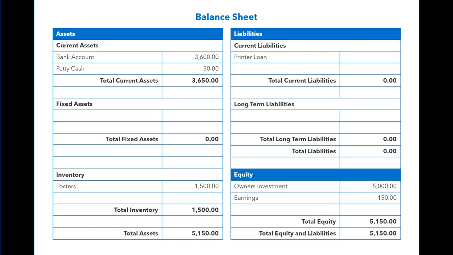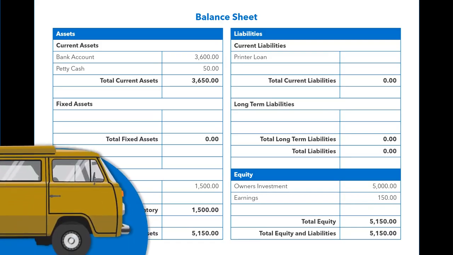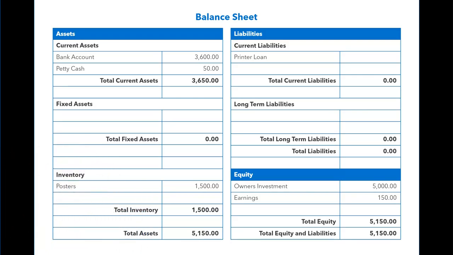Day 4. On the fourth day, you decide to buy a van to get to concerts more easily. You are able to take out a loan and buy the van for $4,500, which will be paid over 3 years. On your balance sheet, the vehicle value of $4,500 is listed under fixed assets, and $4,500 is also added to long-term liability, since it will take longer than 12 months to pay off.